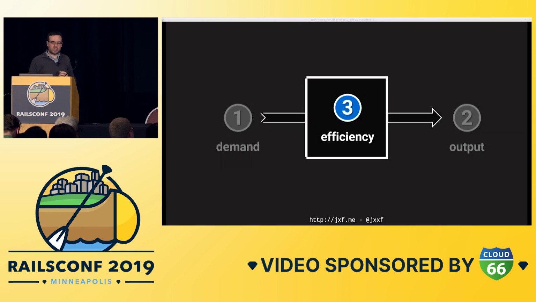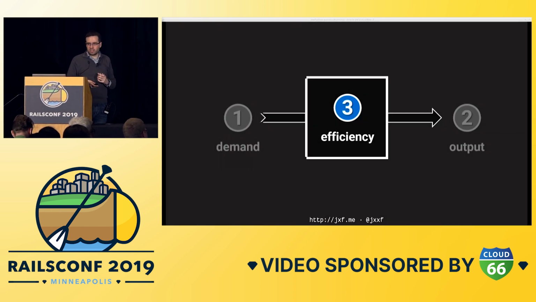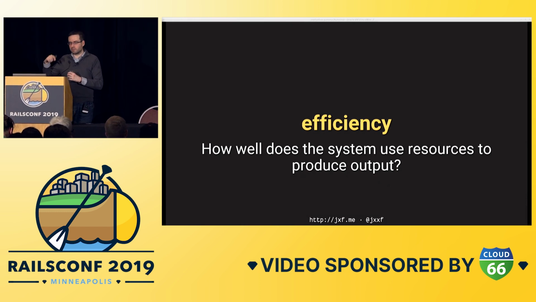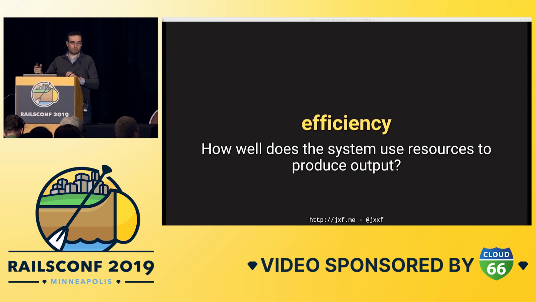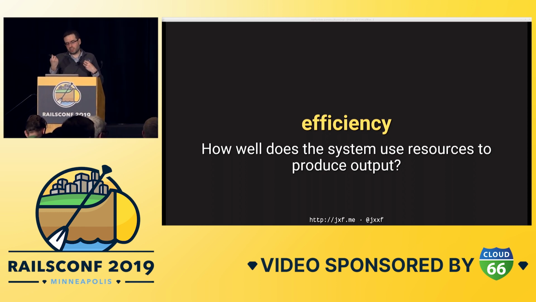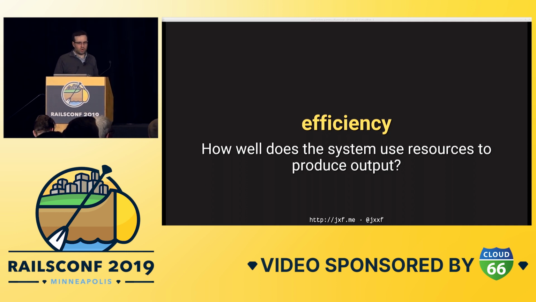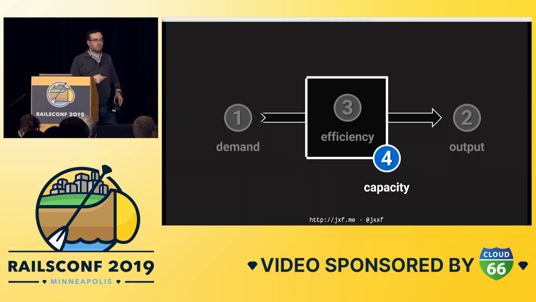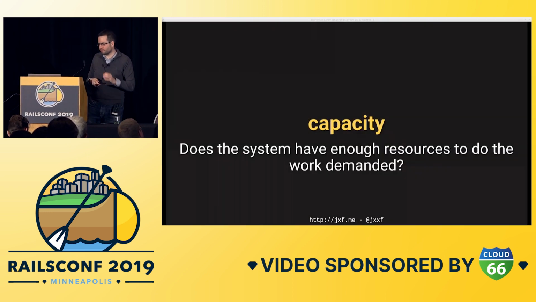Third is the efficiency with which we're producing the output. So how well does that system use its resources, memory, CPU, all those low-level things, to produce output? So you can view the system as a machine that consumes memory, CPU, disk I/O, et cetera, and takes requests for, in this case, concert tickets, and turns that into concert tickets that it's selling you. So how well is the system making that work? And then finally, capacity. Does the system have enough resources to do the work that's being demanded of it?